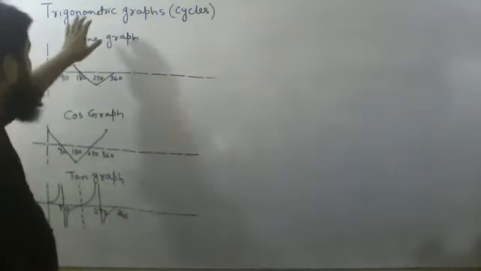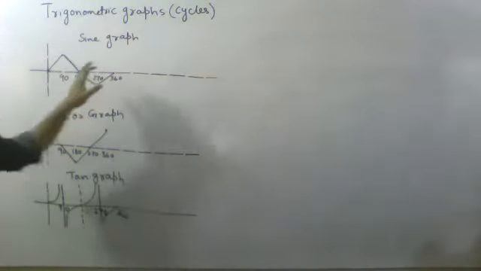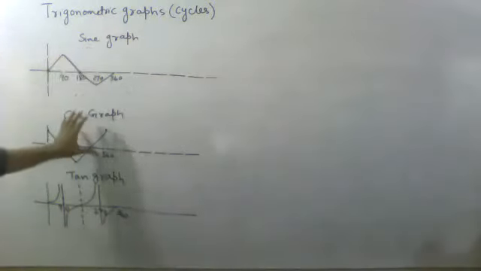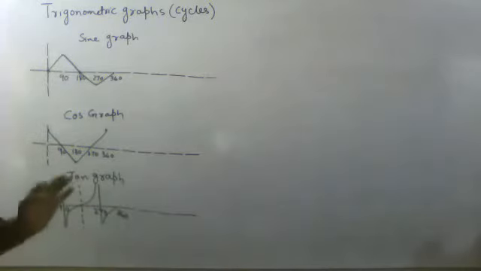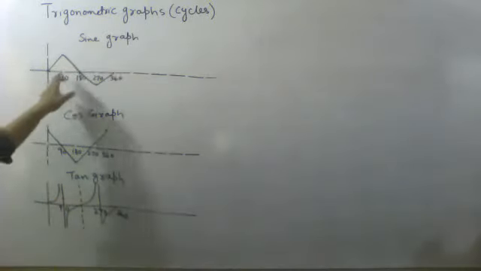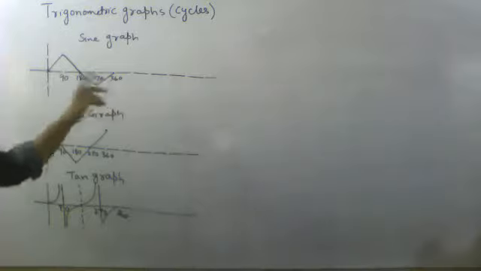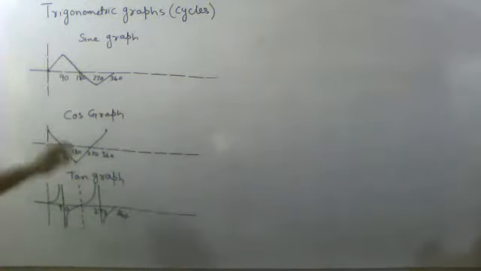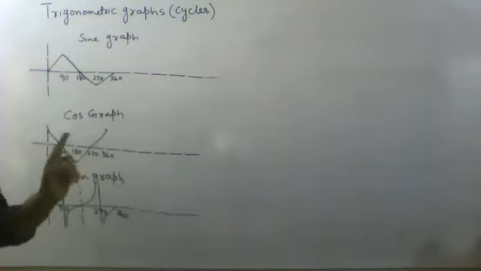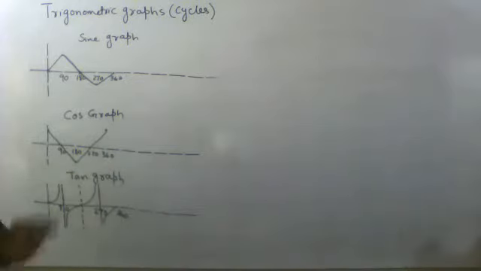Now, today we are discussing trigonometric graphs with cycles. Right now you have in front of you the original sine graph from 0 to 360 degrees of one cycle. The cos graph is 0 to 360 degrees, one cycle, and for the tan graph there are two cycles.